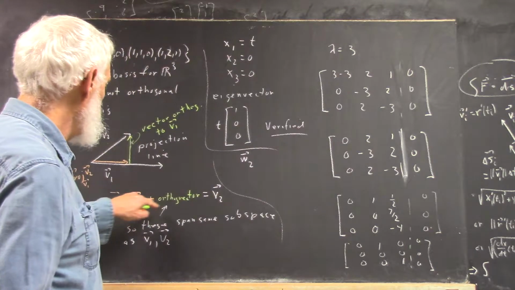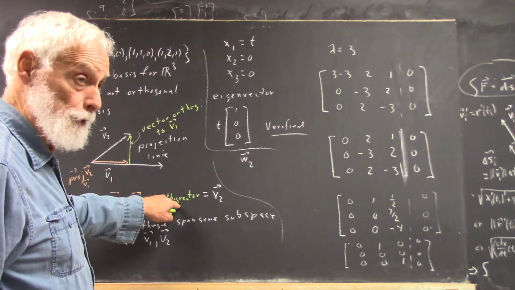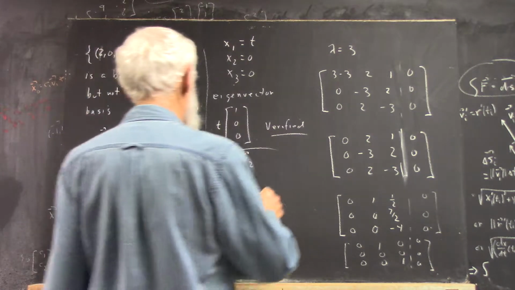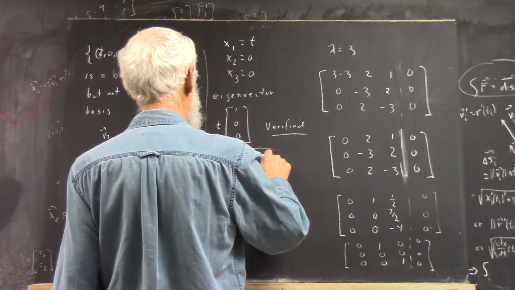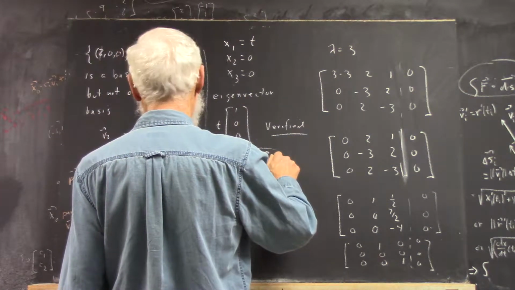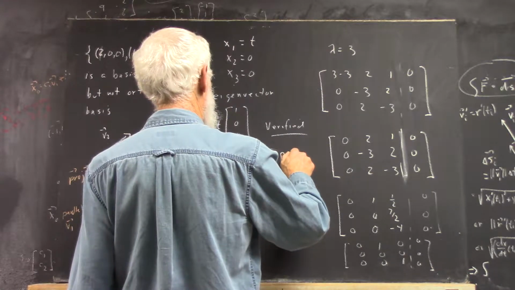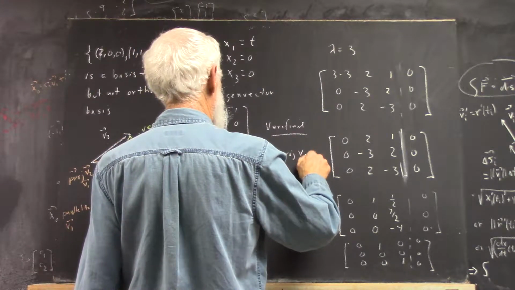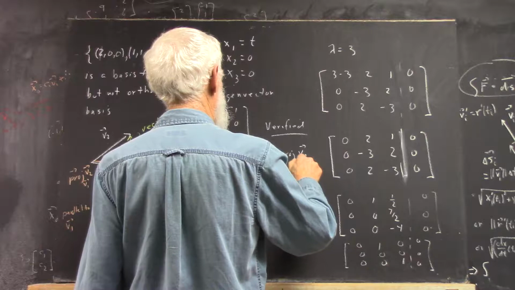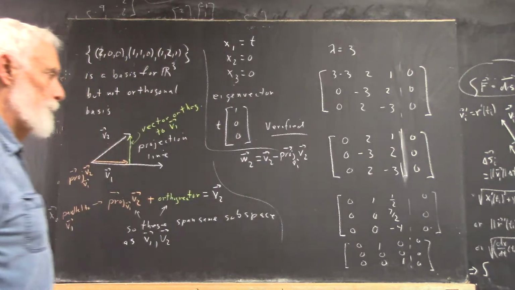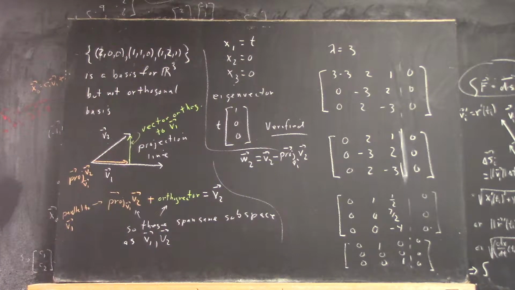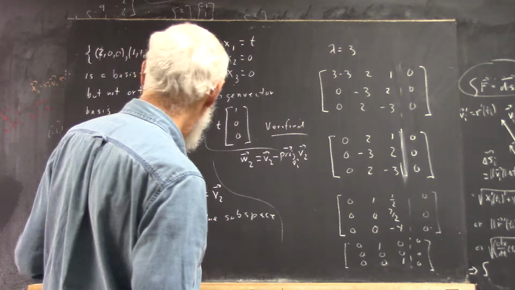W2, which is going to replace V2, is this orthogonal vector, okay? So we're going to say W2 equals V2 minus the projection of V2 onto V1. Okay? And for the moment, we're going to let W1 just equal V1.